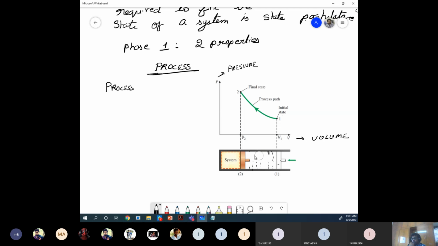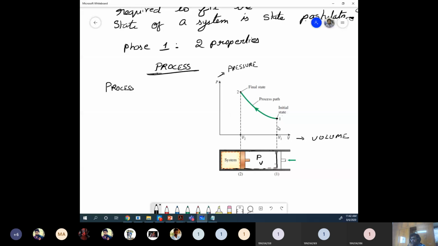At different locations like this, when the piston is here, this is the entire volume. This is the system boundary, and you have pressure P and volume V. If you mark this with respect to P and V, this is the first point.